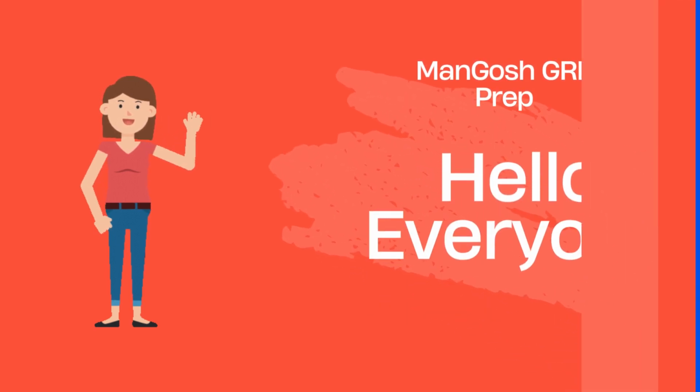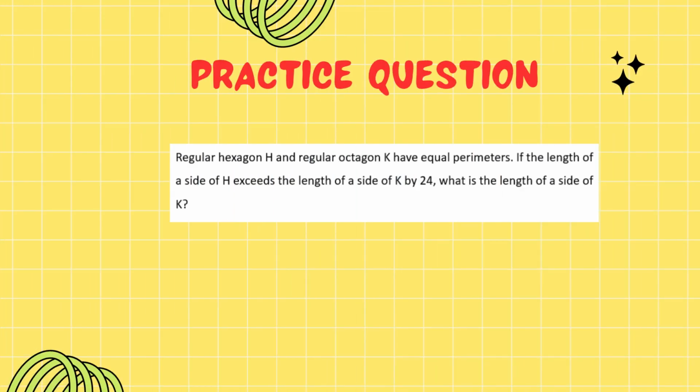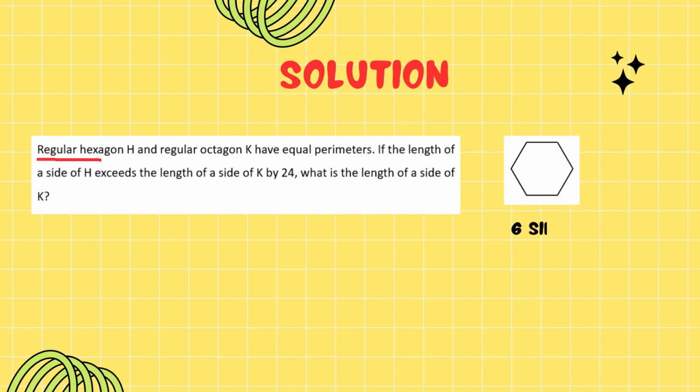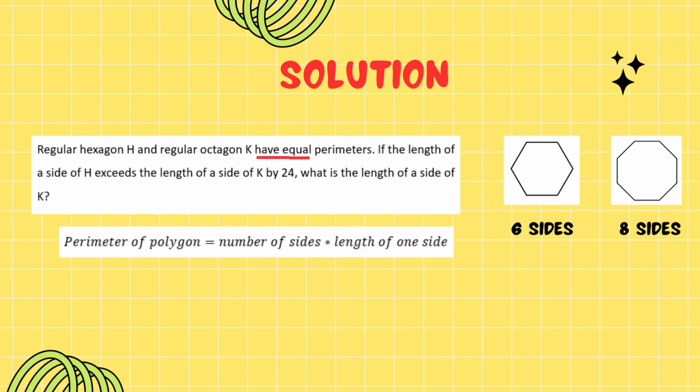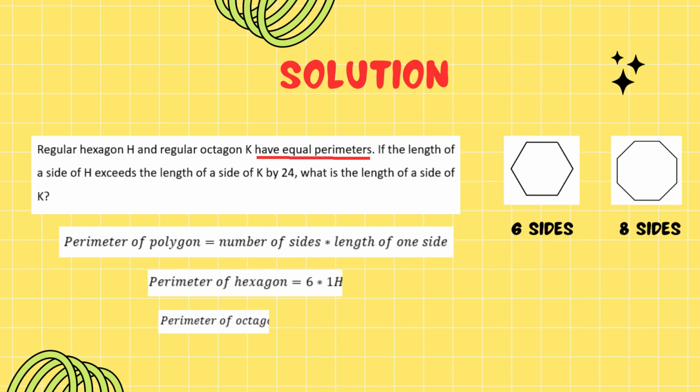Hello everyone, so here comes our today's question. There is a regular hexagon. Hexagon means 6 sides, and octagon means 8 sides. Then it talks about the perimeters. The perimeter is equal to the number of sides times the length of one side.